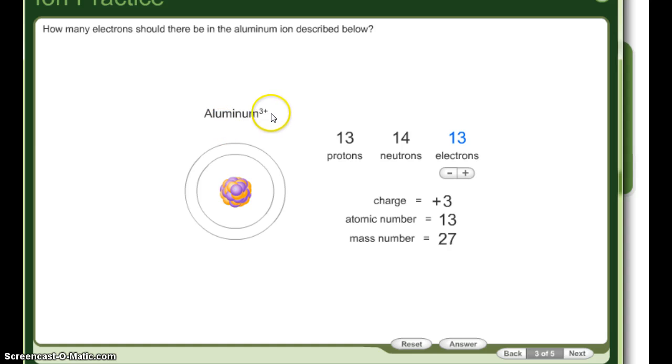So let's look at aluminum +3. If you're having a hard time with these, start neutral. So start at electronically neutral, 13 protons, 13 electrons. I want my overall charge to be +3. So 13 minus what equals +3? Well, if I add more electrons, now it's going to be negative. So I gotta have less electrons. 13 minus 10 negatives equals +3.